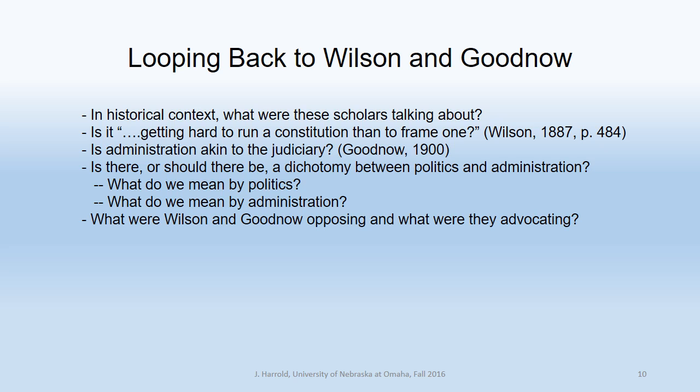Wilson said famously that it's getting harder to run a constitution than to frame one. He said that in 1887. And what he meant was the Constitution, as this written document, didn't necessarily tell us how we should run or operate the government of the United States. That was his overriding question, his overriding concern. Goodnow talked about administration being akin to the judiciary. And so therefore, is there or should there be this dichotomy, if you will, between politics and administration? And again, as I mentioned at the top of this presentation, what is it we mean by politics and what is it that we mean by administration? And so ultimately, what were Wilson and Goodnow opposing and what were they advocating?